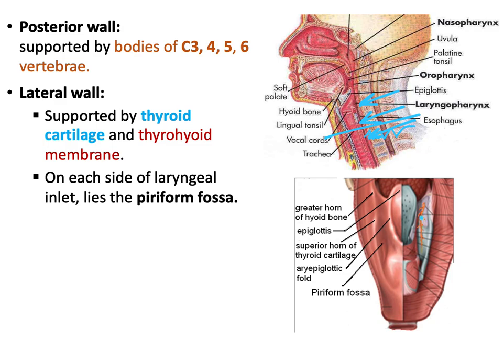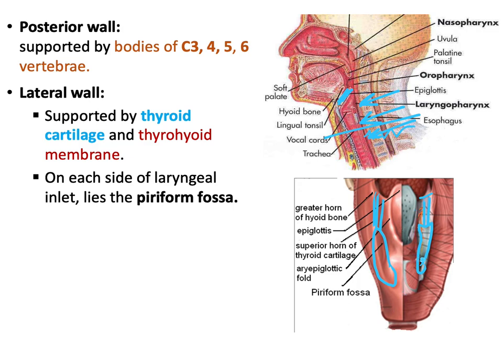What you can see here is the epiglottis and the other cartilages of the larynx. So the lateral wall of the laryngopharynx is supported by the thyroid cartilage. You see thyroid cartilage here, and this is the hyoid. The membrane between the thyroid cartilage and hyoid bone we call the thyrohyoid membrane, right? So this is the lateral wall of the laryngopharynx here in the back.